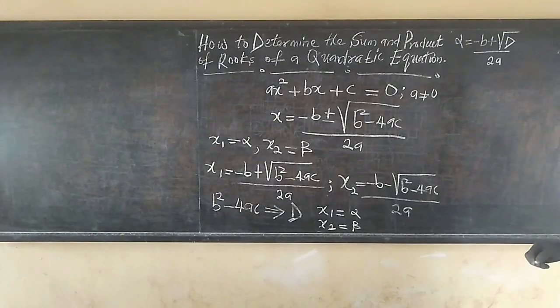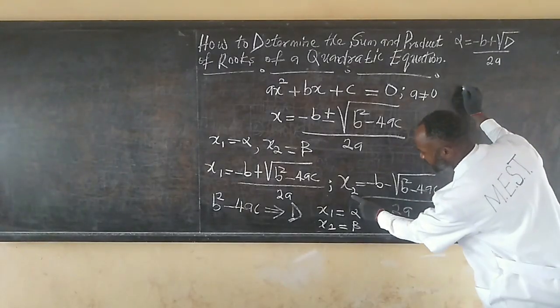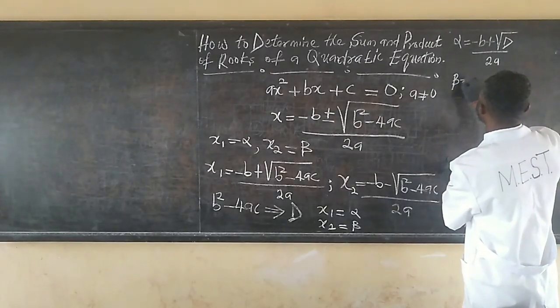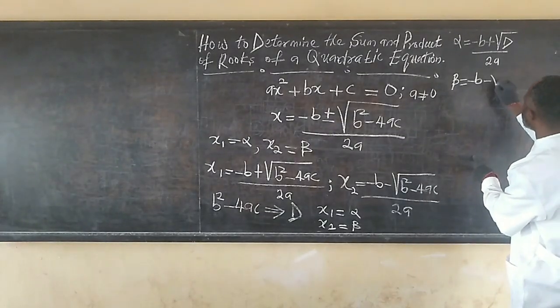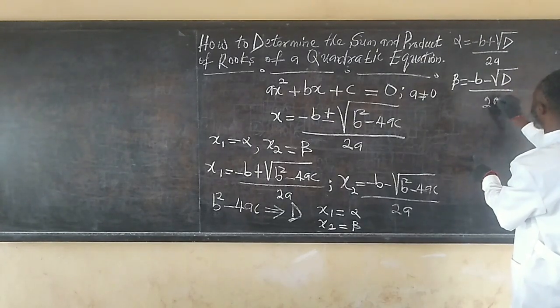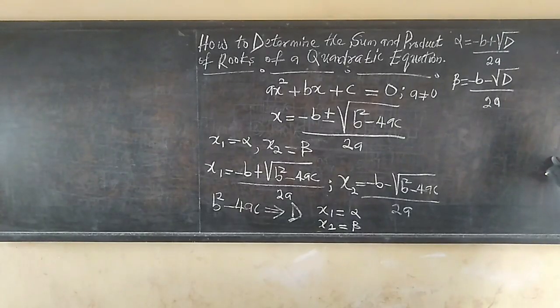Then the second one is for x2. Our x2 now is beta. So we write beta is equal to minus b minus the square root of capital D all over 2a. That is it. Look at it. That is it. Okay? That is it. Very simple.